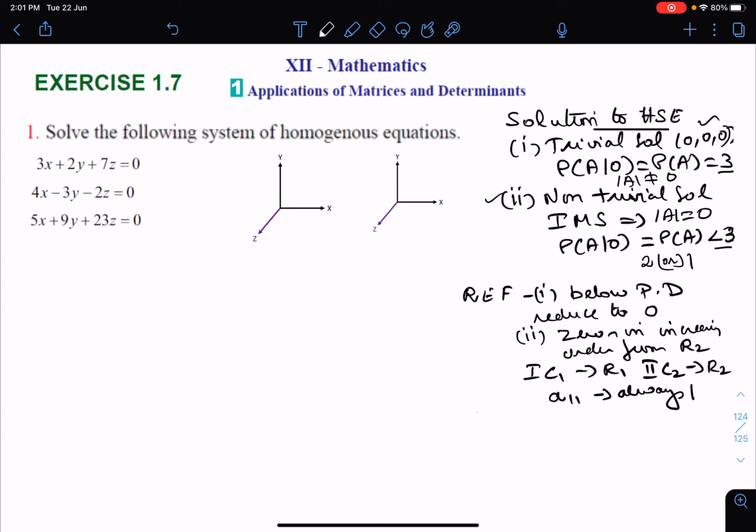Today we are going to see exercise 1.7, sum number 1: solve the following system of homogeneous equations. They are given 3 equations. How do you say it is homogeneous? When you have zeros in the right hand side, it is called homogeneous equations.